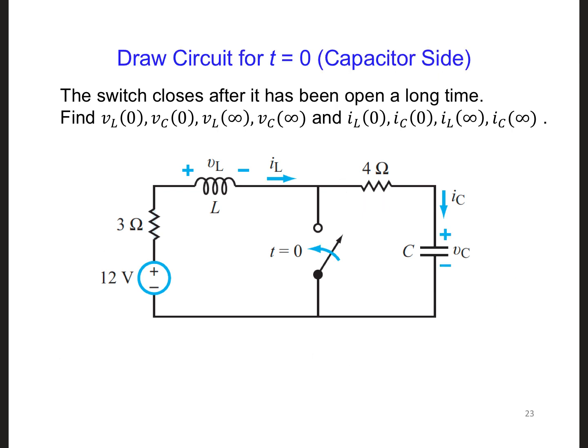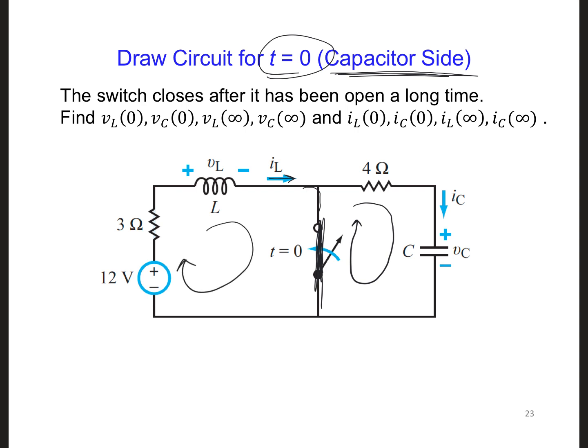All right, next, let's look at the circuit for t equals 0. Now, once we close this switch right at t equals 0, we have a short circuit. And so what we've done here is we've created two separate circuits, because the current from this circuit is going to just be shorted out and go through the short circuit, and the other one is going to do the same thing. So we have two separate circuits here. I'm going to do the capacitor side first.